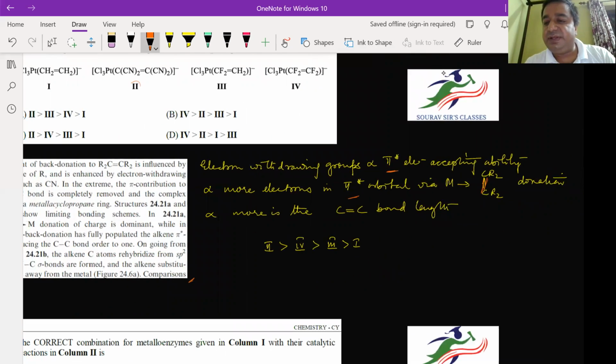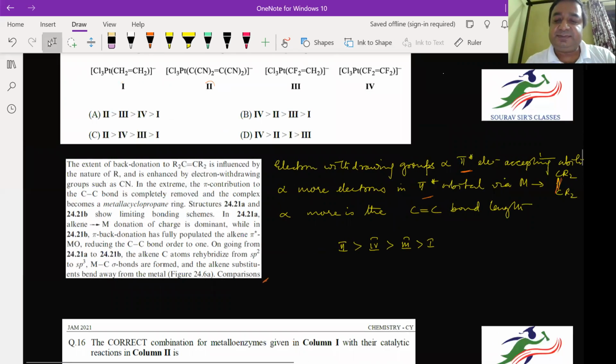So the more you have the donation from the metal to the ethylene, which obviously depends on what kind of groups are joined to the ethylene. As I've said, electron accepting groups will increase the electron density in the pi star orbital, which is an anti-bonding orbital. So the more anti-bonding electrons you have over the ethylene group, what will happen? This double bond character will go to single bond character and the bond length will increase accordingly.